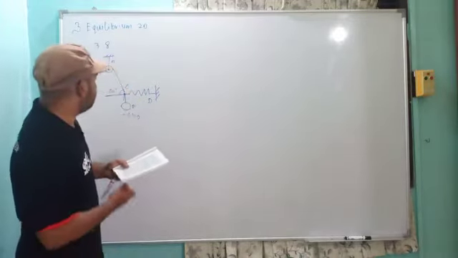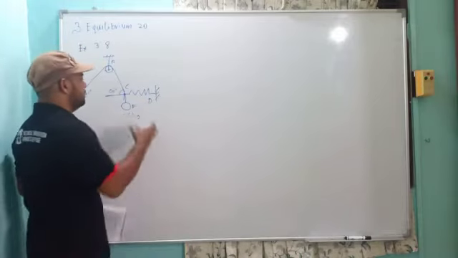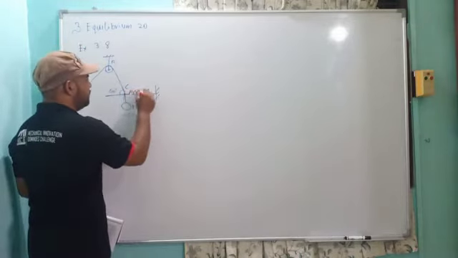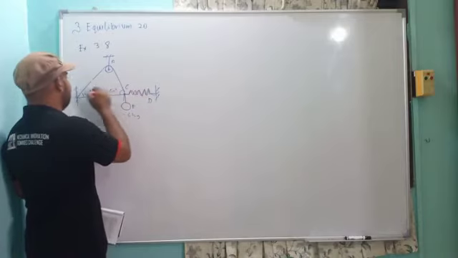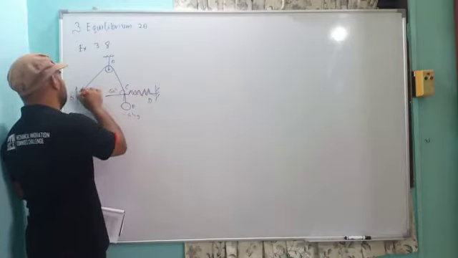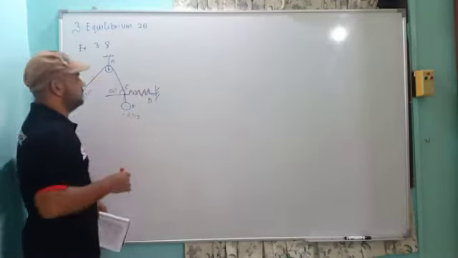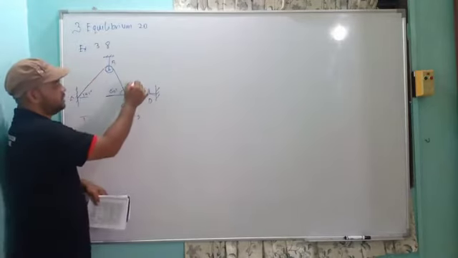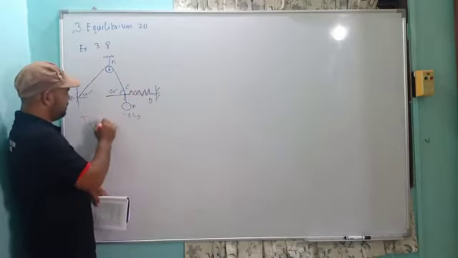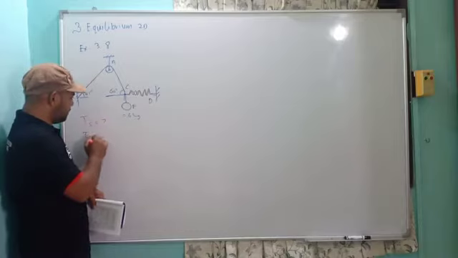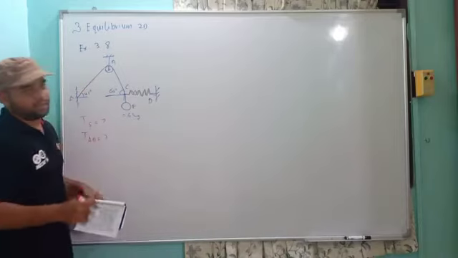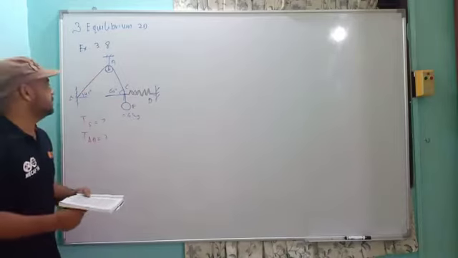So you are required to find the tension here of the spring, and the tension of this one at point A, the tension of AB. I call it T spring. So T spring equals what? TAB equals.